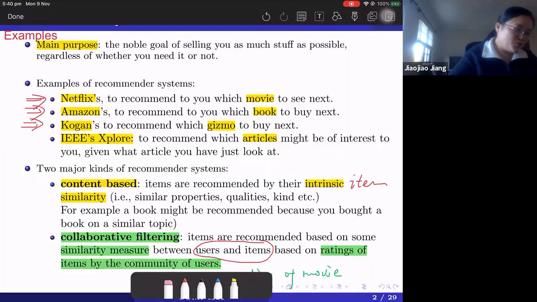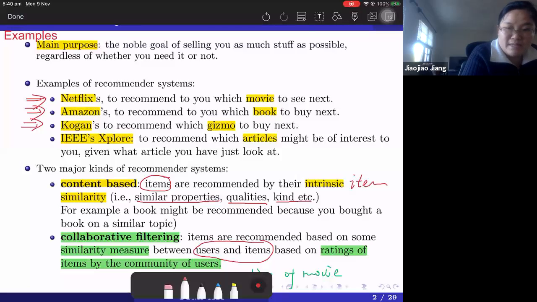There are two major kinds of recommender systems. One is content-based, the other is collaborative filtering. Content-based is based on the item's intrinsic similarity, for example similar properties, qualities, kind, etc. For example, a book might be recommended because you bought a book on a similar topic. It doesn't include users or the properties of users, just the intrinsic similarity of items.